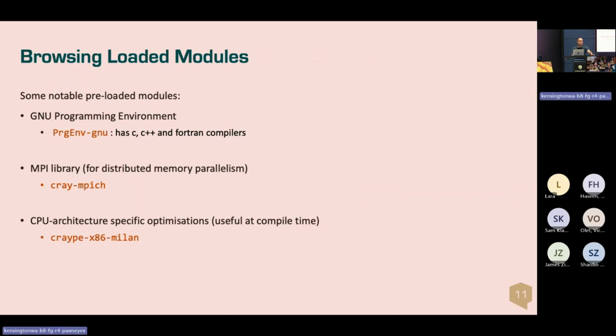A few notable modules: the PrgEnv-gnu, or Programming Environment GNU, is a module that will set up the programming environment such that it uses the GNU compiler suite to compile, link and run the software. Cray MPICH is the MPI implementation that is used on Cetonix.